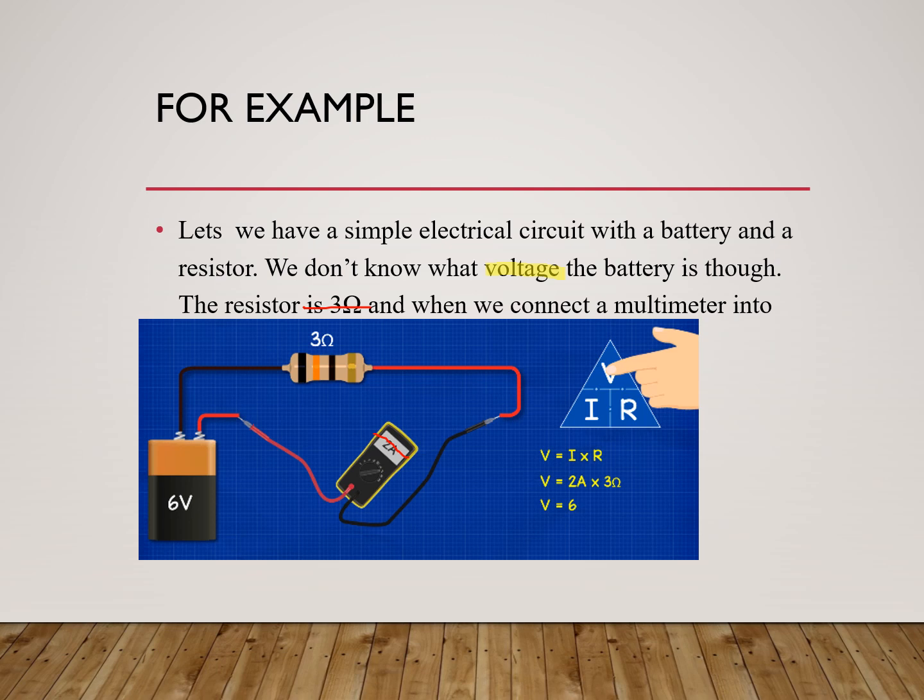What's the formula to calculate the voltage? V is equal to I into R. That is, voltage is equal to current into resistance. The current value is 2 amps and the resistor value is 3 ohms. 2 into 3 is 6. So the value of voltage is V is equal to 6 volts.